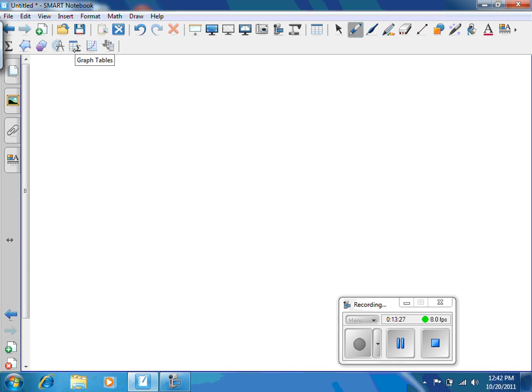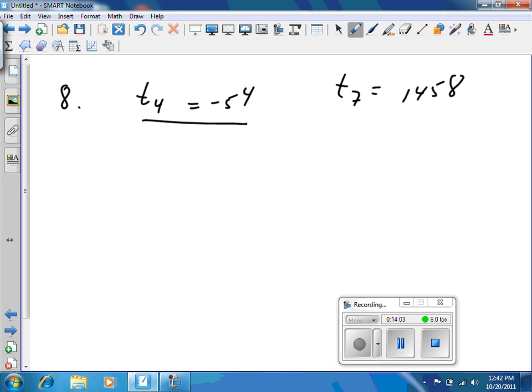Okay, class example 8. This is a difficult question when you first come across it. Let's read it. Given a geometric sequence where the 4th term is negative 54 and the 7th term is 1458, you are supposed to find the first term, the common ratio, and the general term. Well, let's just focus on what we know here. We know this and we know this.